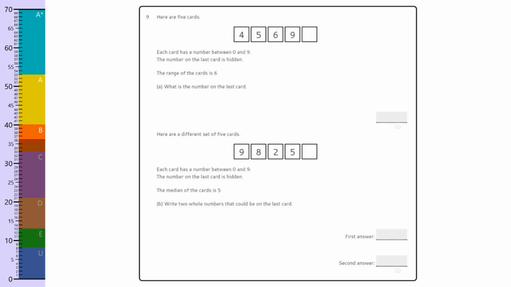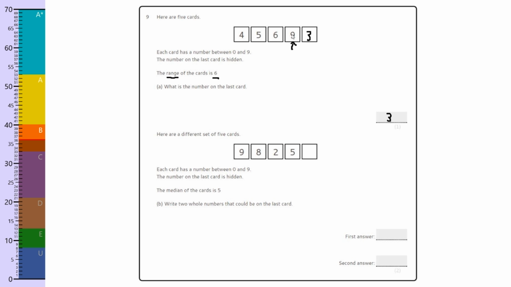Okay, so averages question, and this one's a little bit more complicated than just a list of numbers. What's the average? It's missing one and it gives you a piece of information. It says the range of the cards is 6. So first of all we need to know what range is. Range is the biggest, take away smallest. So if we look at the biggest, which is 9, take away 6 from it, we get 3. So the missing number there will have to be 3. Let's check that.